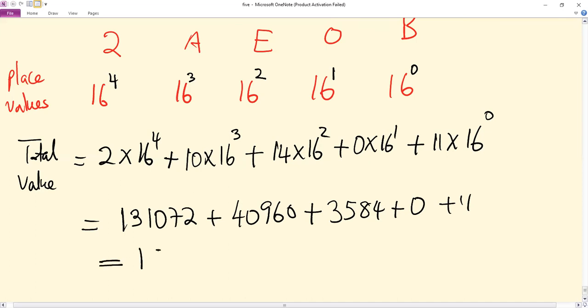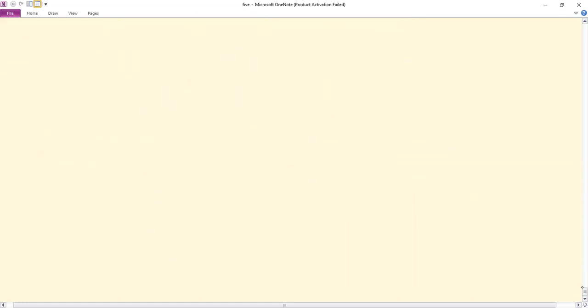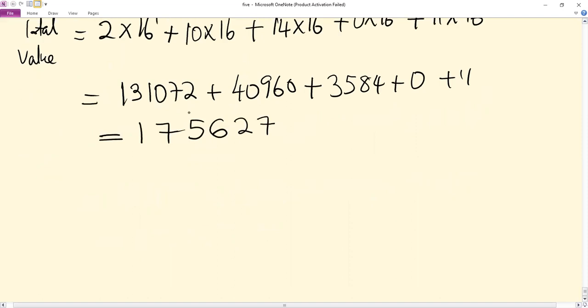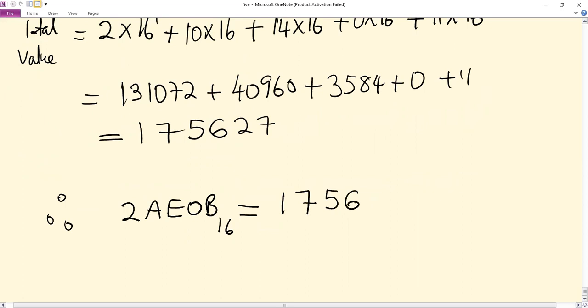175,627. So therefore, the number 2AE0B to base 16 is the same as 175,627 to base 10. So that is how we solve that problem.